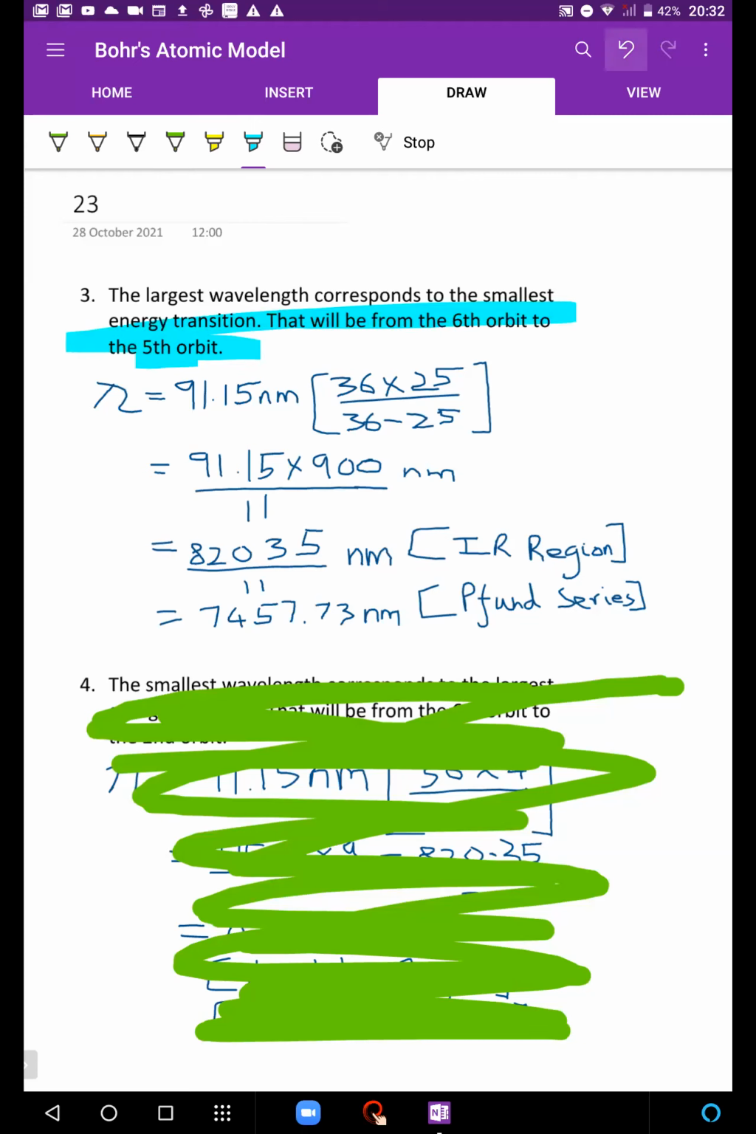Once you have that figured out, use this shortcut formula: 91.15 times the reciprocal of 1 by n1 square minus 1 by n2 square. That becomes n1 square n2 square upon n2 square minus n1 square. So 6 square into 5 square upon 6 square minus 5 square, that is 36 into 25 upon 36 minus 25. Okay, and you can solve that.